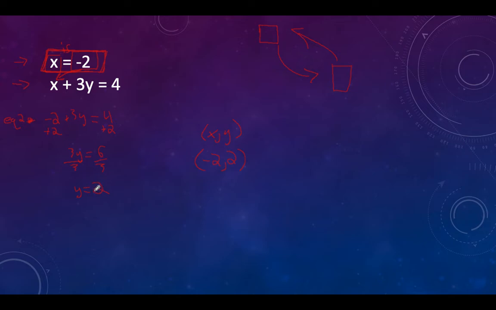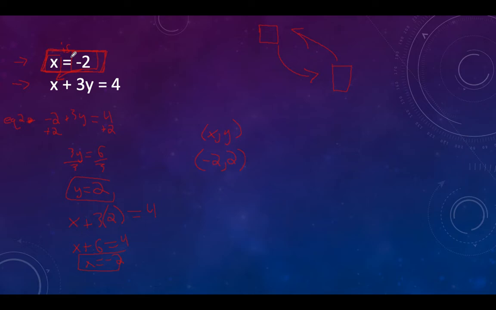Now what you could also do is plug in 2 for y. So you have x plus 3 times 2 equals 4. 3 times 2 gets you 6. How do you solve for x? You subtract 6. 4 minus 6 is -2. And so either way you get the same thing. So you'll have some of these that are nice. They tell you one of them right off the bat. Let's keep going.